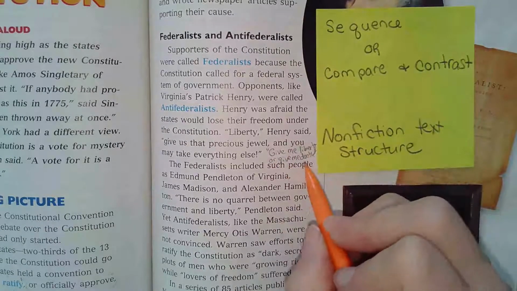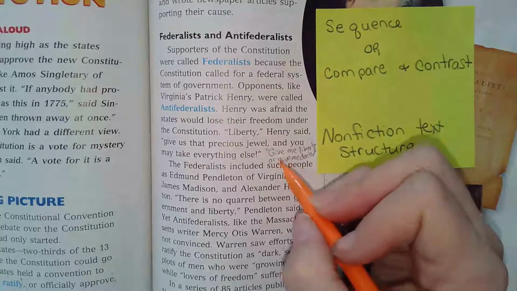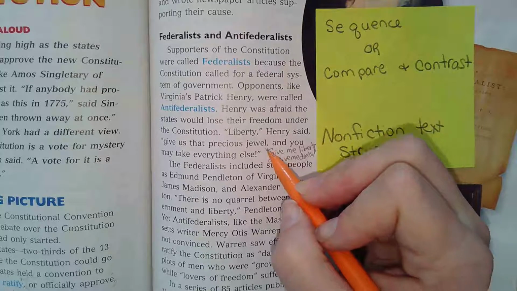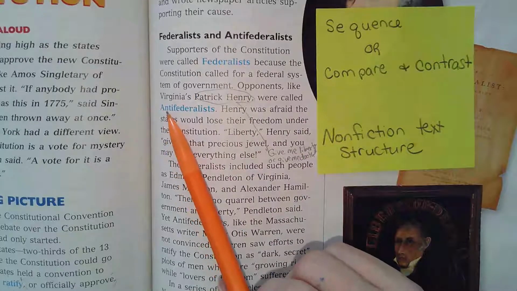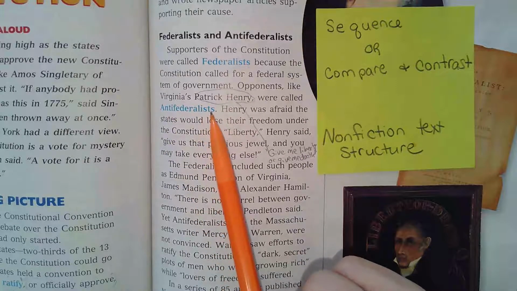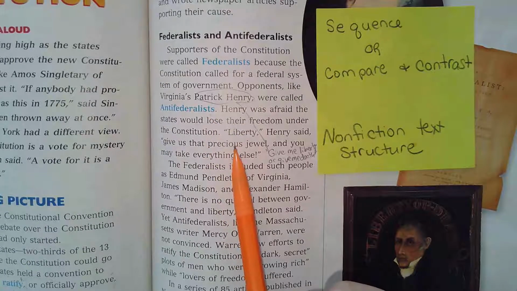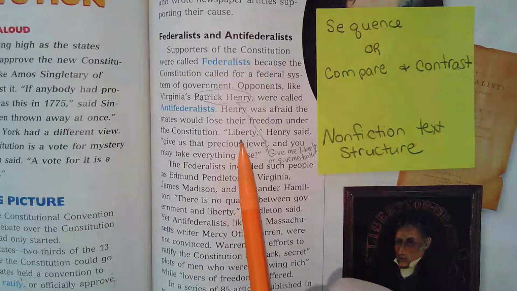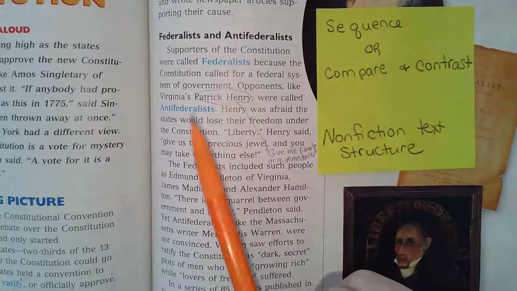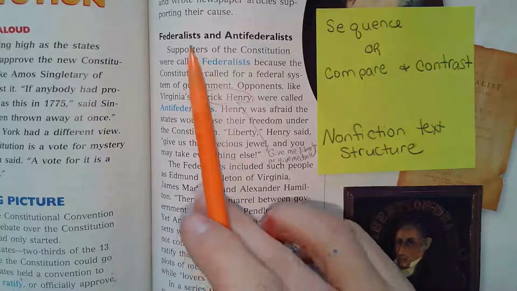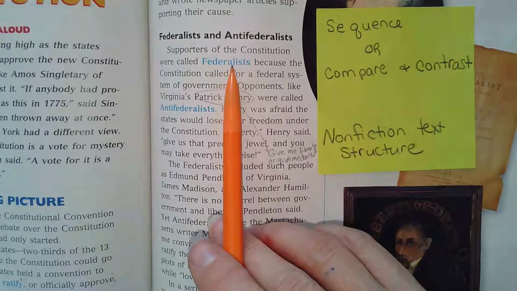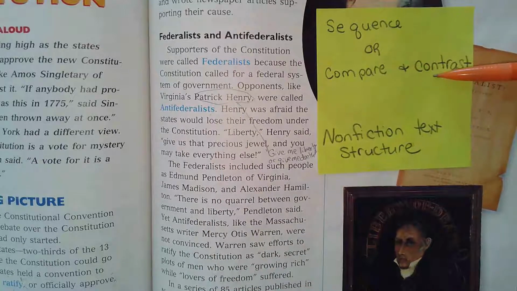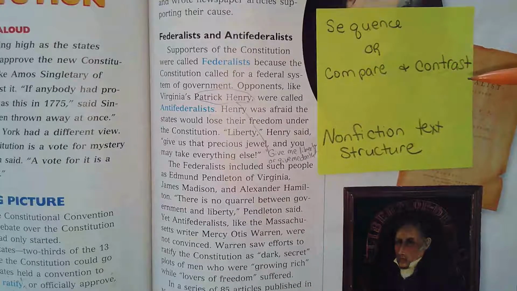So this idea of liberty was very important to Patrick Henry. And so Patrick Henry is against this strong government over the whole United States because he is afraid it is going to take away the liberty of individual citizens. The supporters, the people who were Federalists, it didn't say very much about them yet. It's definitely setting up a contrast, though.